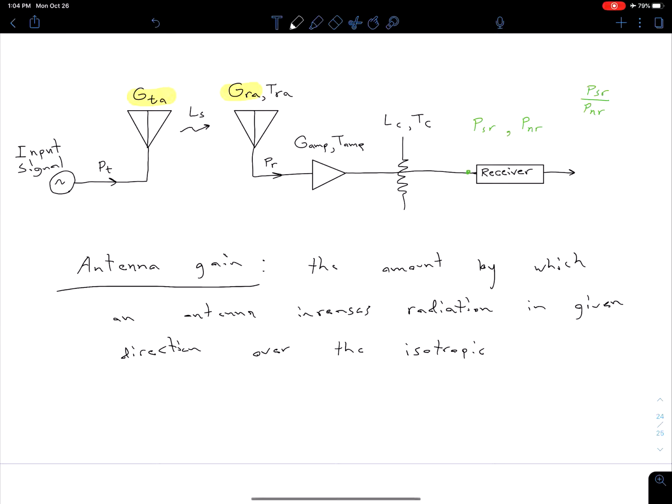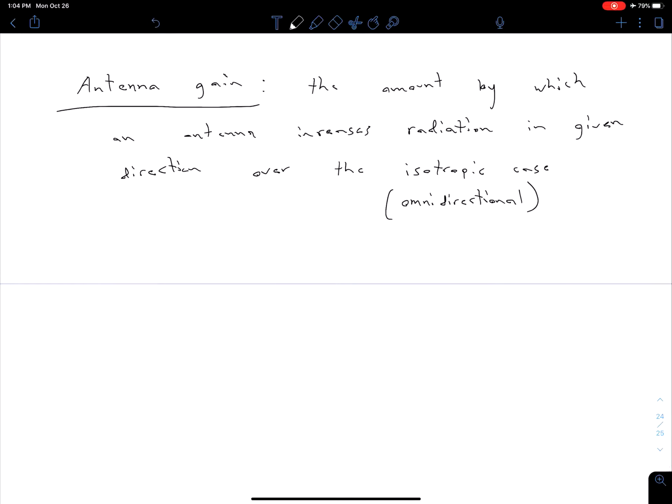We've not seen the word isotropic before, but I've mentioned a type of antenna called omnidirectional, and that's the same thing. Basically, we're comparing to some antenna that looks like this and radiates in all directions. It has signal going in every direction. So this would be our omnidirectional, or our isotropic.